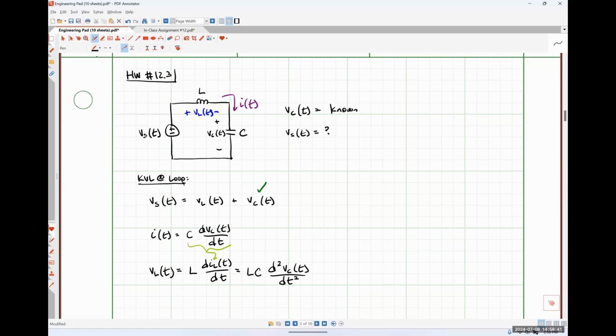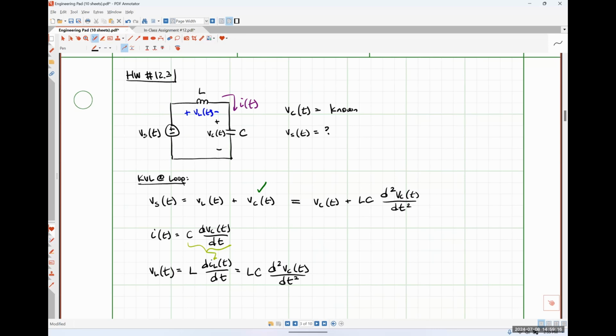So from this, our source voltage Vs of t is simply going to be whatever Vc of t is given in the problem statement plus LC times the second derivative of that exact same capacitor voltage. And so obviously the answers will be different depending on which function you get and all of that kind of good stuff, but this is how to solve that problem.